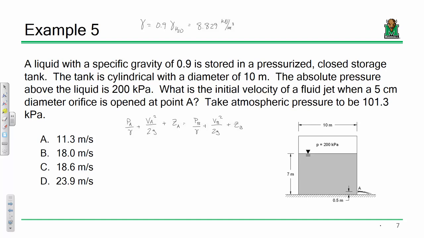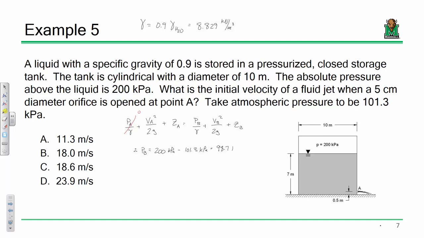So if we take the pressure at A to be zero, my question for you is, what would the value for P sub B be? If we're going to do that, like, we can do that. Exactly. So it's 200 kilopascals minus the effect of the 101.3 atmospheric pressure. So that's like 98.7.